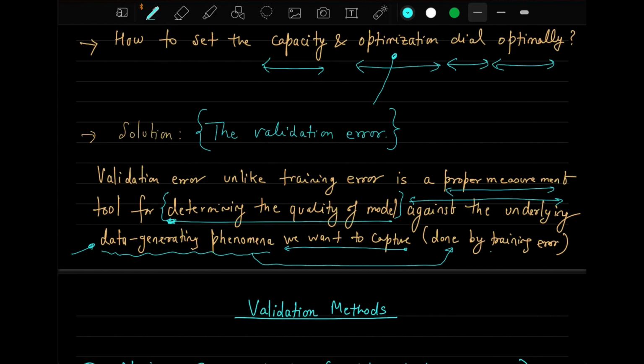What happens is that the training error is, in some way or the other, trying to approximate this data generating phenomena. We want to focus our attention on the quality of the model, not on the data generating process. This is very important. Training error was not able to capture the quality of the model. It was only minimizing the error on the training data set. But in order to determine the quality, we have to devise a new measurement technique, which we call validation error.